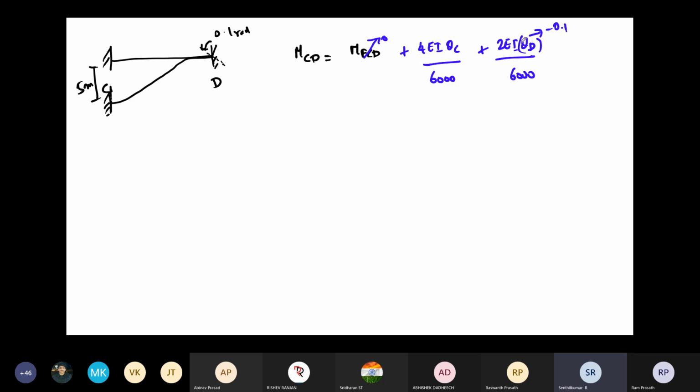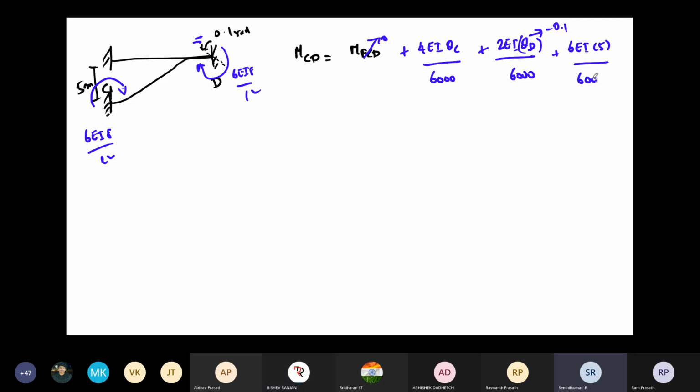But that is not a plus 0.1 because it is anti-clockwise, so I'm keeping it as minus 0.1. Then what about the end moment due to the settlement? Here the sagging will develop 6EIΔ/L², and here the hogging will develop 6EIΔ/L². This is clockwise, and this is also clockwise. So I can write 6EIΔ, where Δ is 5 here and 0 there.